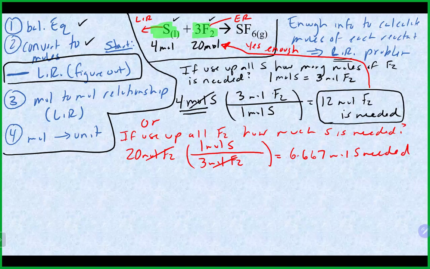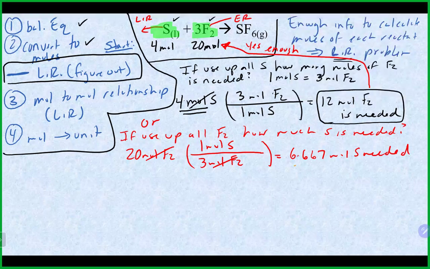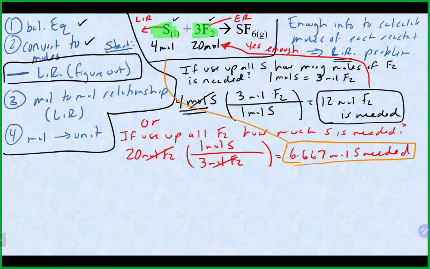Once again here, we would then compare it to how much we started with. So in this calculation, we see we need about 6.6 moles of sulfur. If we look at how much sulfur we're starting with, we're actually starting with only 4 moles of sulfur. So we do not have enough.